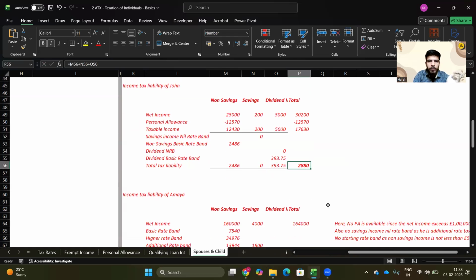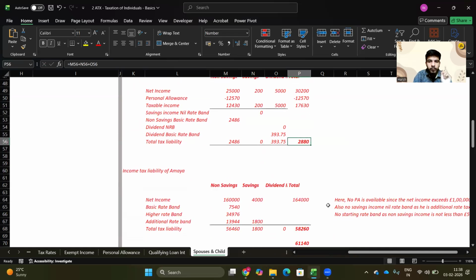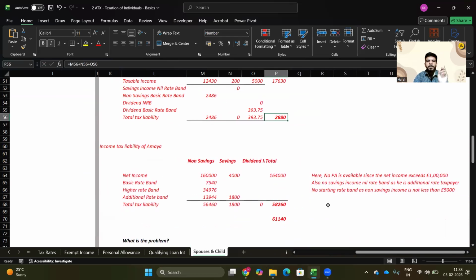Now, for this, you might question why marriage allowance isn't available. Both partners should be in the basic rate band. Another thing: does Amaya have any personal allowance available? No, because her income exceeds £100,000. We saw how the personal allowance reduces as and when you cross £100,000 of total income.